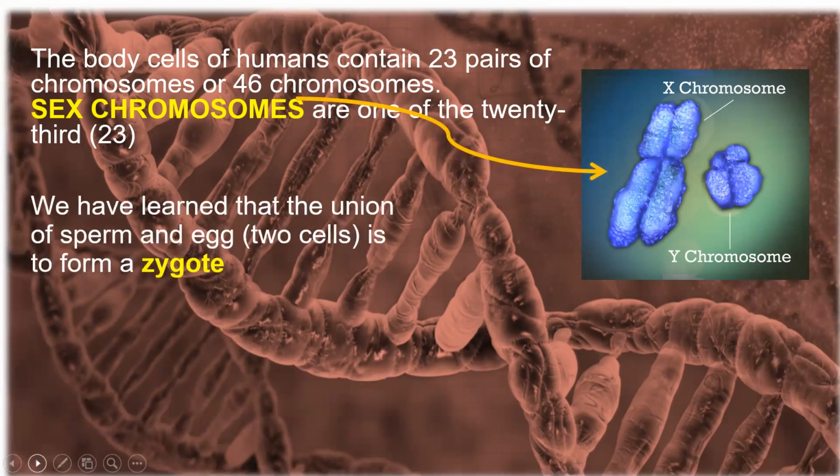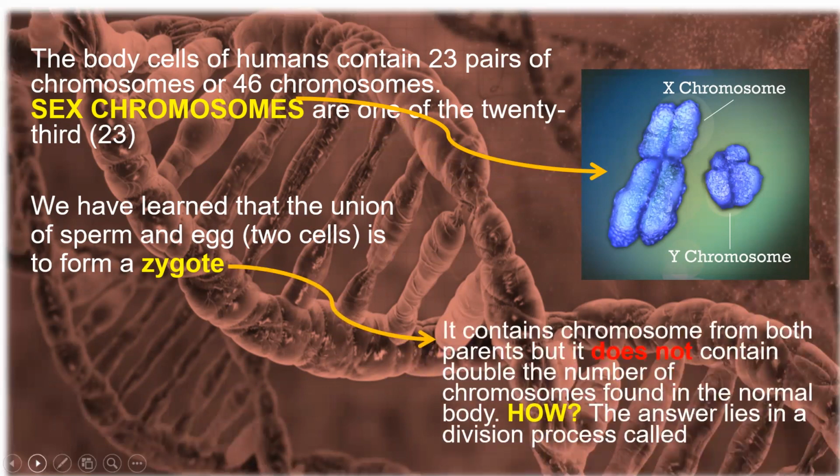We have learned that the union of sperm and egg, two cells, forms a zygote. What are the two cells? Sperm and the egg. When they combine together, they form a zygote. The zygote contains chromosomes from both parents, but it does not contain double the number of chromosomes found in the normal body. You may ask how. The answer lies in a division process called meiosis.